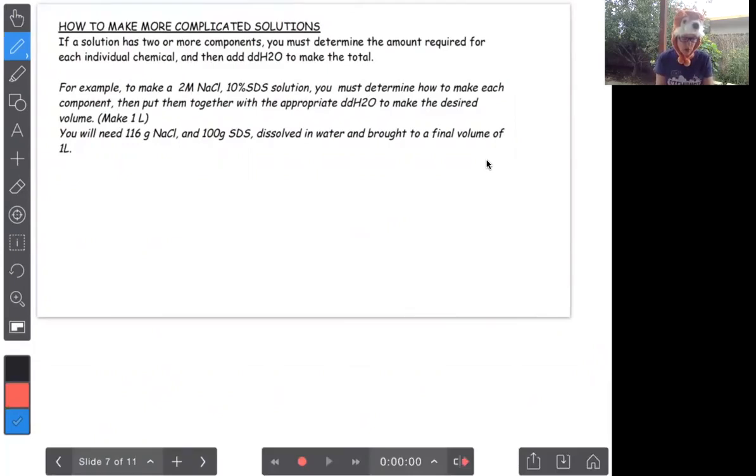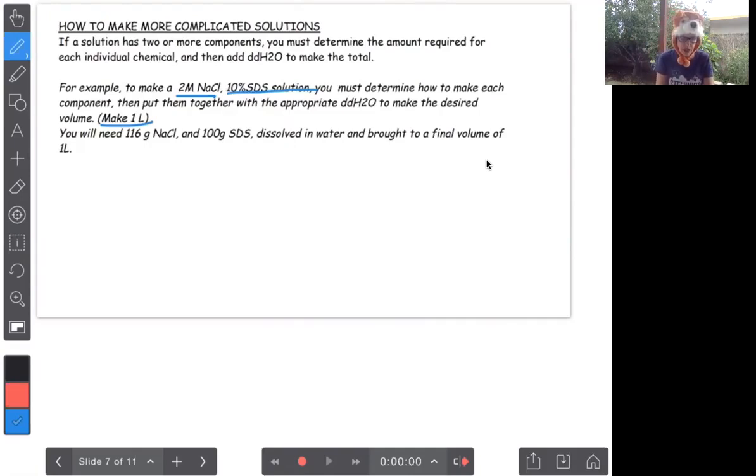Okay, so if you want, we'll just do the example and I'll just shut up. 2 molar sodium chloride, 10% SDS in the same jar, right? And we want a total of 1 liter. So our total volume is 1 liter. So we want it to be 10% SDS and 2 molar sodium chloride in this same liter. We don't want a liter of 10% SDS and a liter of 2 molar sodium chloride. We want it all together.